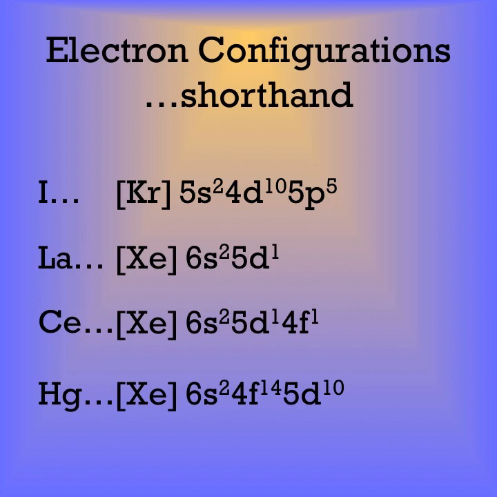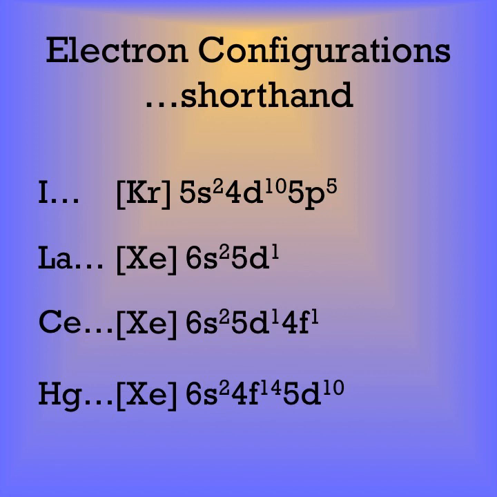Lanthanum, the noble gas preceding it is xenon, so you put Xe in brackets. And then 6S2 takes you through barium. 5D1 takes you to lanthanum. Now look at how goofy cerium is, and you'll find a lot of different ways to do this, by the way. I'm teaching you one method. There are lots of different thoughts on this, so we just kind of cross our fingers and hope for good luck on these goofier ones down here.